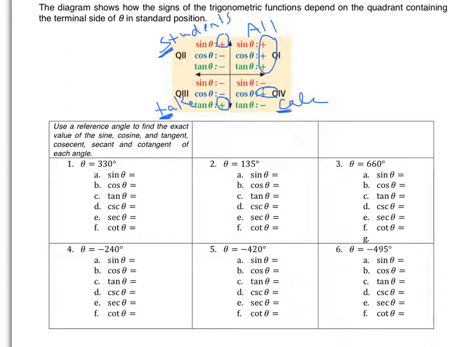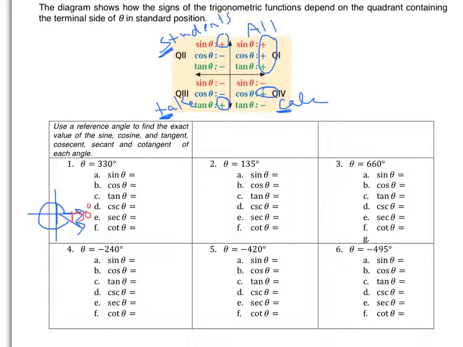So let's look at drawing for number 1. We're going to draw the angle of rotation. So we're going to draw 330. So we start here and we go around. 330 is almost 360, but not quite. And then I'm going to look at the reference angle. So how far am I from the x-axis here? Well, 330 to 360 is 30 degrees. So I'm looking at a 30-degree angle.